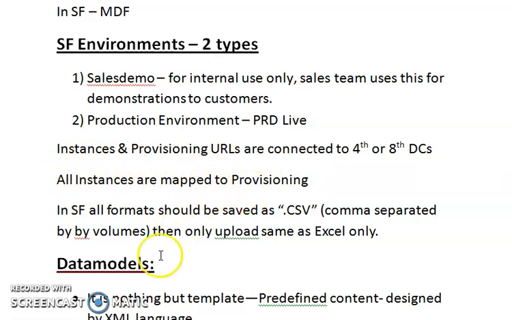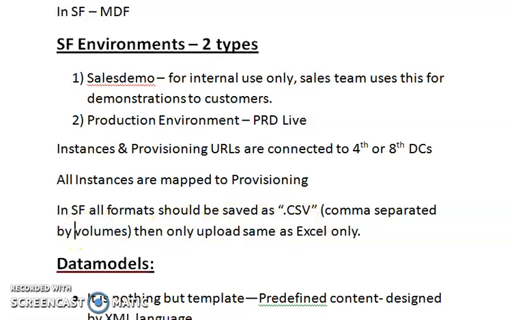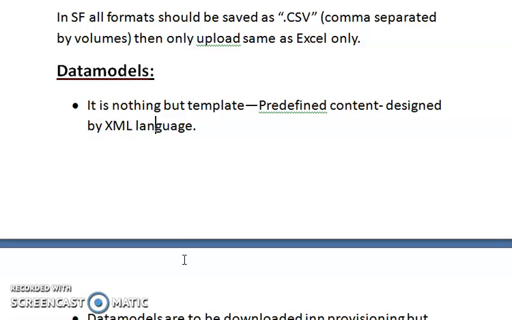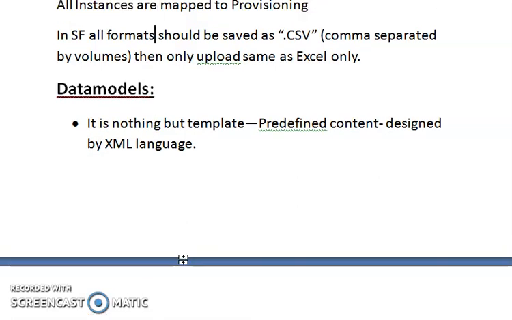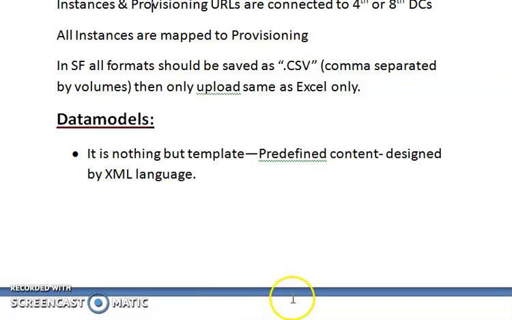That is one thing. And in SuccessFactors, all formats should be saved as .csv files. This is similar to an Excel file, and the full form is comma separated values. All the files, whatever you are uploading or downloading, data models, user data files, user directory files, should be saved in .csv format. Then slowly we shall enter into the data models.